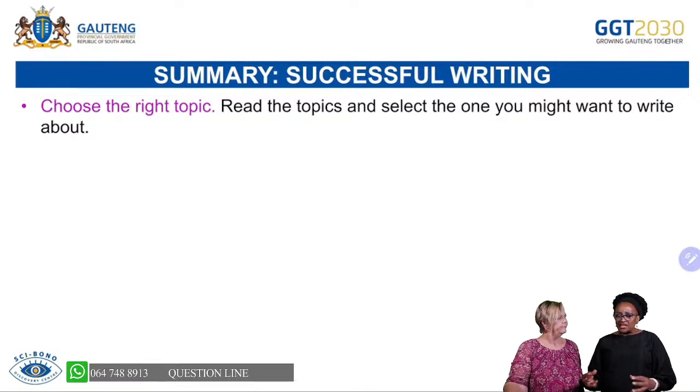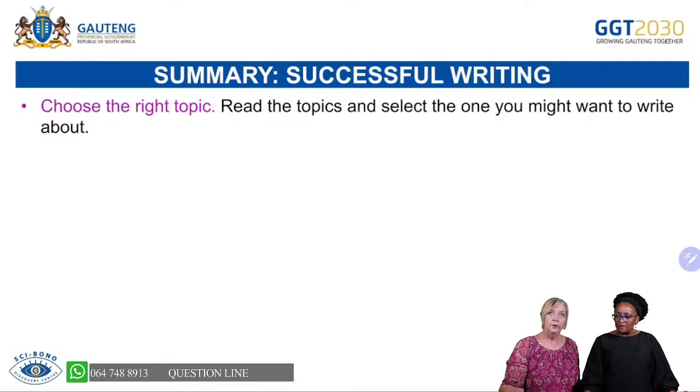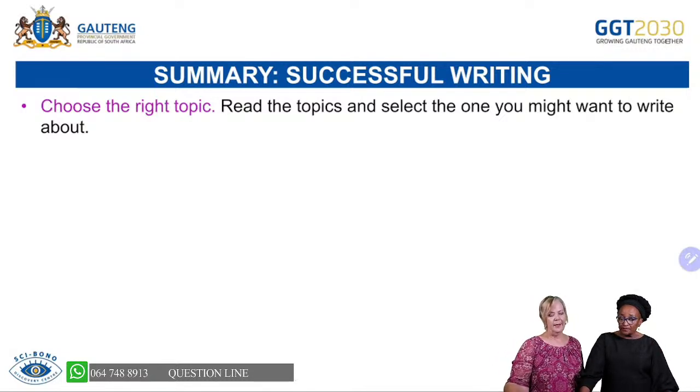If you want to talk about a successful writing, what does that entail? Number one, your choice of topic. You read the topics and you select the one you might want to write about. Remember, what do you need? You need prior knowledge. In other words, you need to know something about that topic.